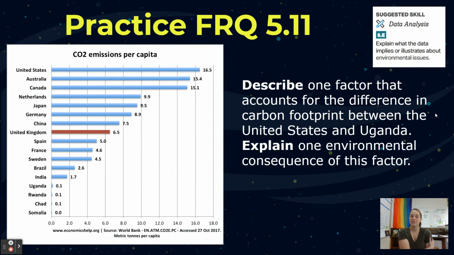All right, so this is going to be your practice FRQ for 5.11. You're using the suggested skill of explaining what the data implies or illustrates about an environmental issue. So using this graph on this side here, the carbon dioxide emissions per capita, I want you to describe one factor that accounts for the difference in carbon footprint between the United States and Uganda, and explain one environmental consequence of this factor. So that's going to be your practice FRQ for 5.11. These were your notes on 5.11 about ecological footprints.